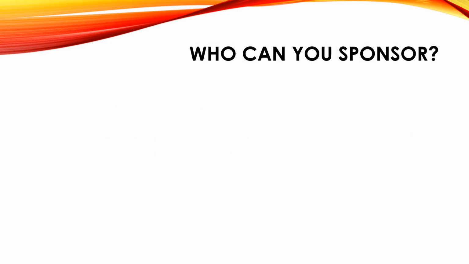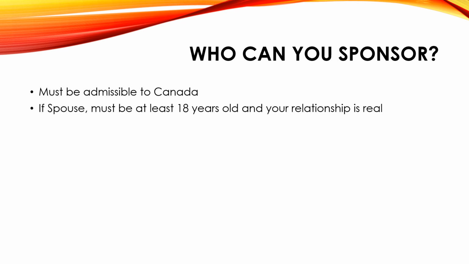Next is, who can you sponsor? Okay, I'm a sponsor, I am eligible. Who can I sponsor? That would be the question you may have. So, the person must be admissible to Canada. It means the person should not have committed any crime, should not be a terrorist, and there are quite a lot of conditions which you can check on the CIC website. And if it is your spouse, they must be at least 18 years old and your relationship must be real. Sometimes people get married and that is the only reason they are married, to get permanent residence. That's why they have this condition where they say your relationship must be real. Next, the person you're going to sponsor must be a relative, by blood or by adoption.